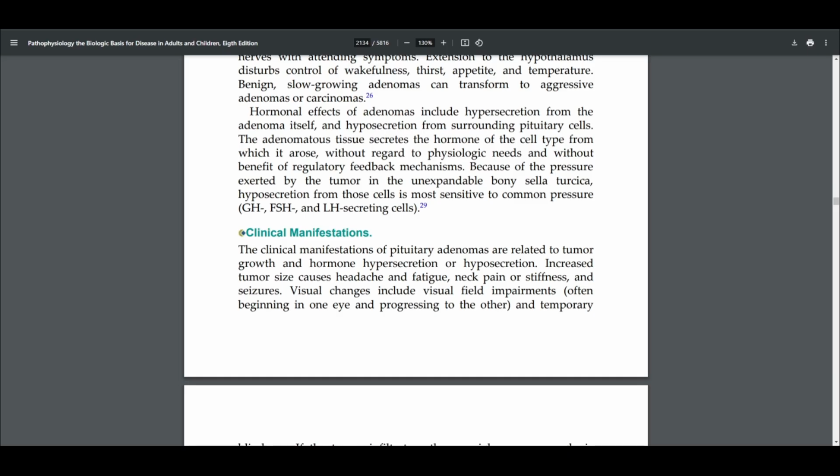Hormonal effects of adenomas include hypersecretion from the adenoma itself and hyposecretion from surrounding pituitary cells. The adenomatous tissue secretes the hormone of the cell type from which it arose, without regard to physiologic need and without benefit of regulatory feedback mechanisms. Because of the pressure exerted by the tumor in the unexpandable bony sella turcica, hyposecretion from the cells is most sensitive to common pressure. So again, it's your growth hormone, your FSH, and LH secreting cells.